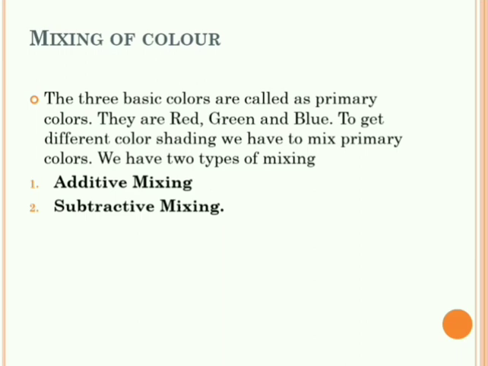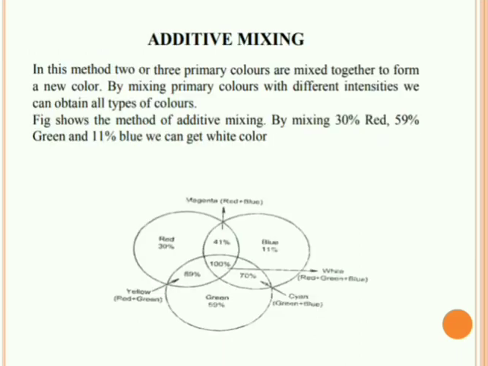We will see there are two types of mixing of color: additive mixing and subtractive mixing. We will see in detail what additive mixing and subtractive mixing are. In additive mixing, two or three primary colors are mixed together to form a new color. By mixing primary colors with different intensities, we can obtain all types of color. What are different intensities? That is nothing but different proportions, means adding the color with different percentages.